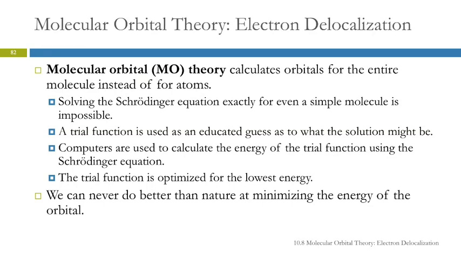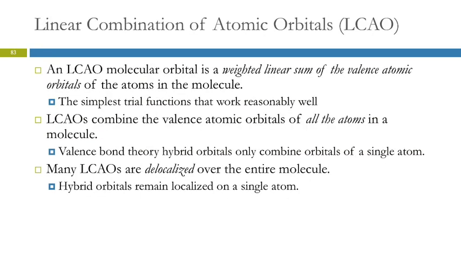This is our approximation of what nature does. We can never outdo nature. Nature minimizes the energy on those orbitals perfectly. We're just trying to describe what we observe. So all of the calculation business is definitely beyond the scope of this class. So we're not going to think of it in terms of quantitative equations. We're going to look at more the conceptual, qualitative stuff.